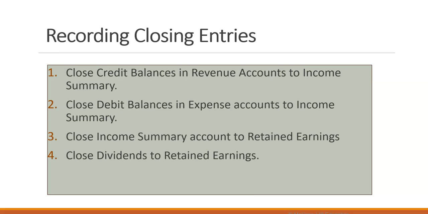So we close the credit balances in revenue accounts by debiting revenue and crediting income summary. We close all of our expense accounts by crediting the expense accounts and debiting income summary. We then close the income summary account to retained earnings and then close the dividend account to retained earnings.